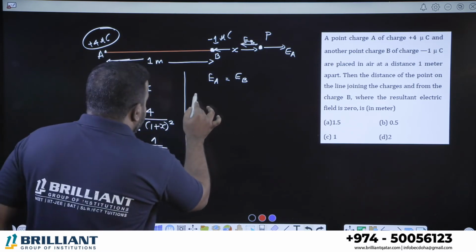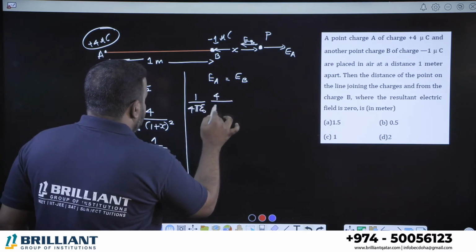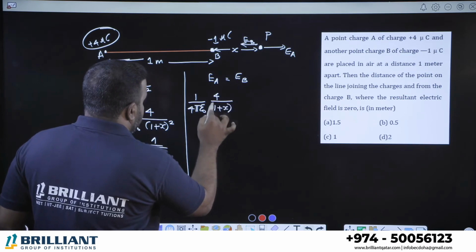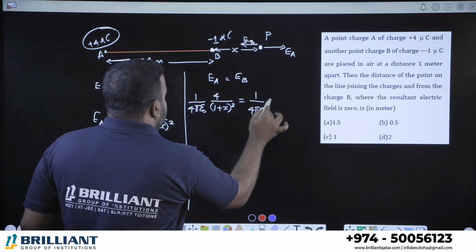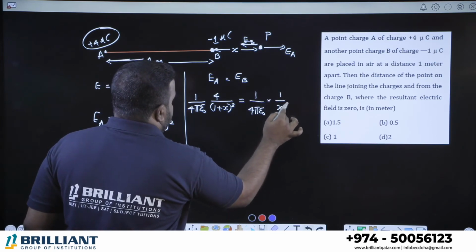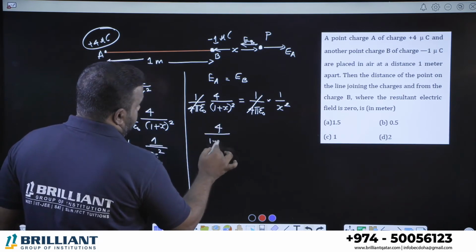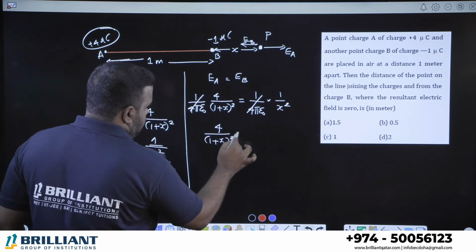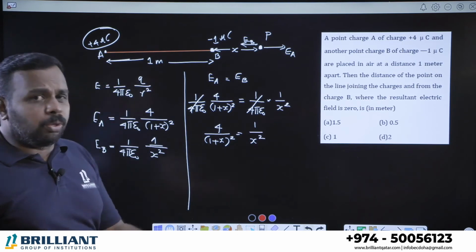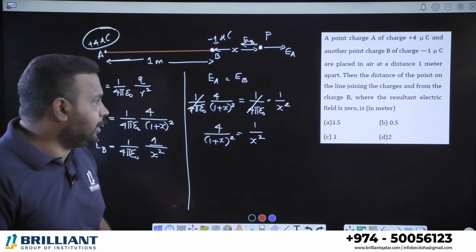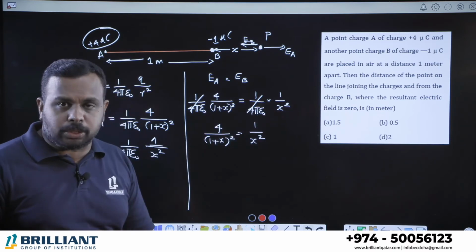Substitute. EA is 1 by 4 pi epsilon naught into 4 divided by 1 plus x the whole square, equal to 1 by 4 pi epsilon naught into 1 by x square. These two will be cancelled. 4 by 1 plus x the whole square is equal to 1 by x square. Here you may have a doubt that we did not convert microcoulomb into coulomb. In this case, no need to do that because we are equating. Whichever unit comes, it will be cancelled on both sides, right?